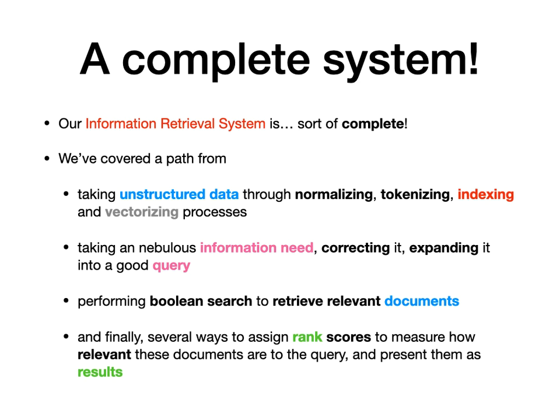So we take unstructured data through the normalization, tokenizing, and indexing processes, and now vectorizing, so that we can do some fun vector stuff later. And we take the nebulous information need from the user, we correct it, we found ways to correct it, we can expand it into a more complete query, and a correct one, so a good query. And then we do our Boolean search to go and retrieve some relevant documents, and finally we rank them, give them scores, to measure how relevant those documents are to the query, and then present them as the results.